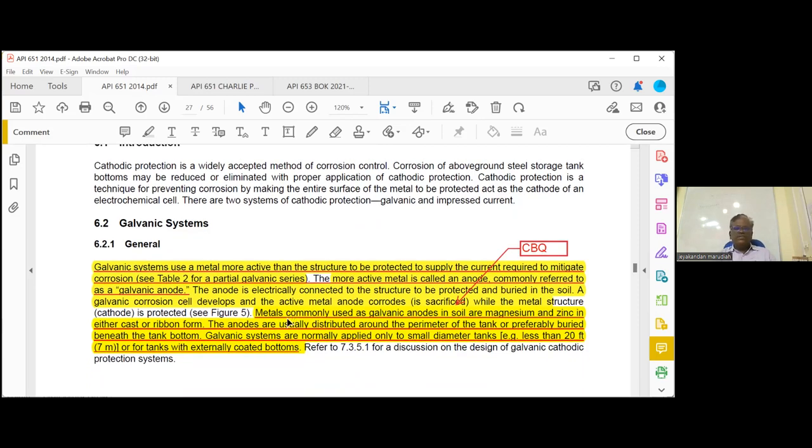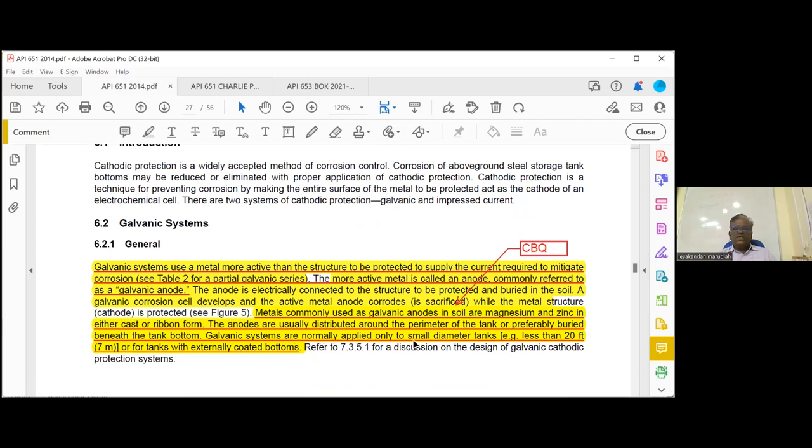Then the fifth line is important. Most metal used in galvanic anodes in soil are magnesium or zinc. So we are using magnesium and zinc in either cast or ribbon form. The anodes are usually distributed around the perimeter of the tank or preferably buried beneath the tank bottom.